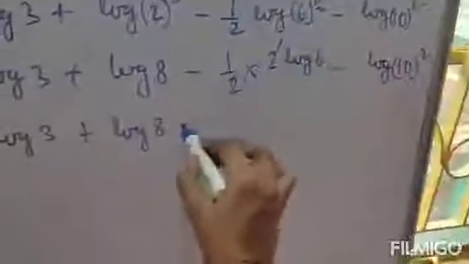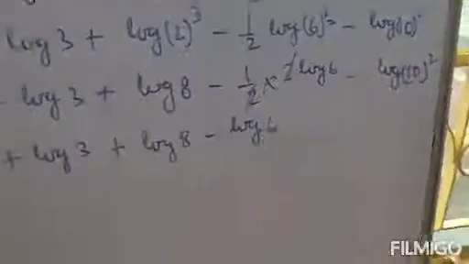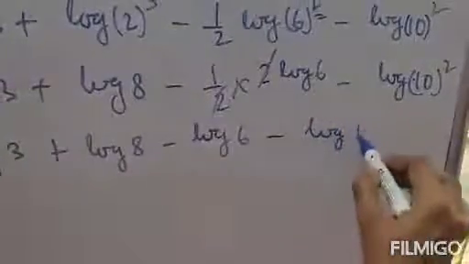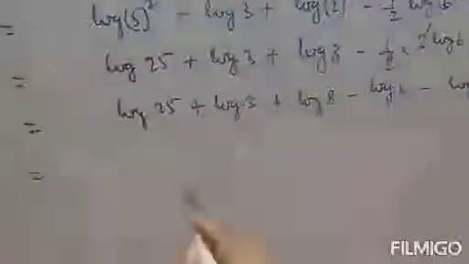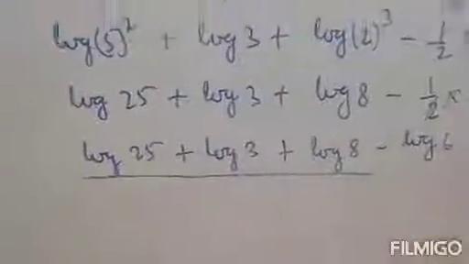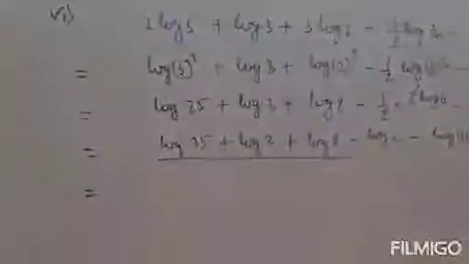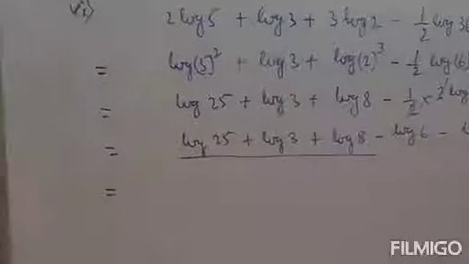So 2 will reduce, minus log 6, minus log 10 to the power 2 equals log 25. Just look very carefully. It is in the product formula. Look very carefully, it is the product formula.